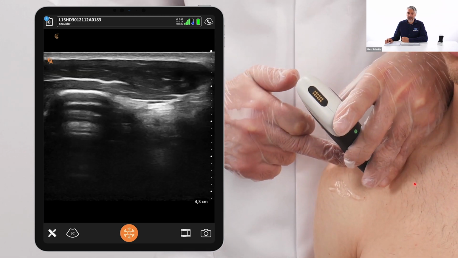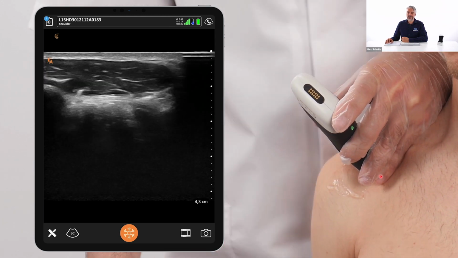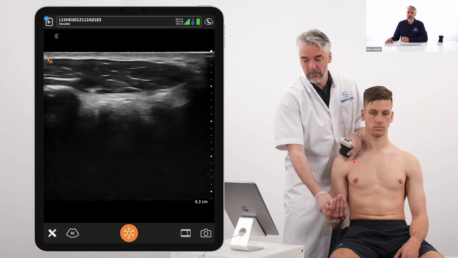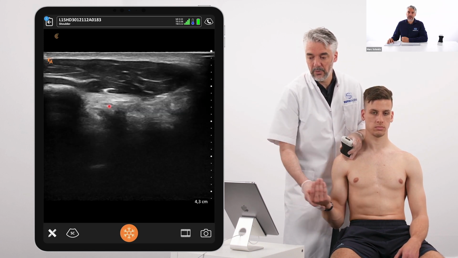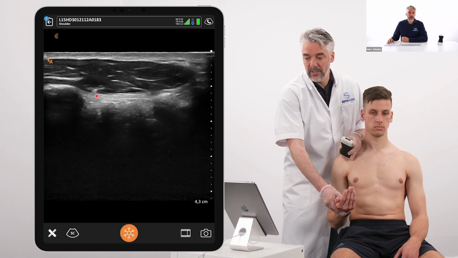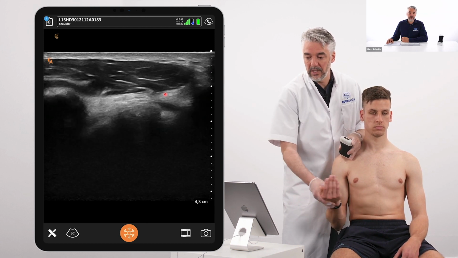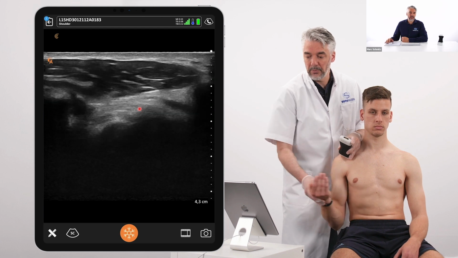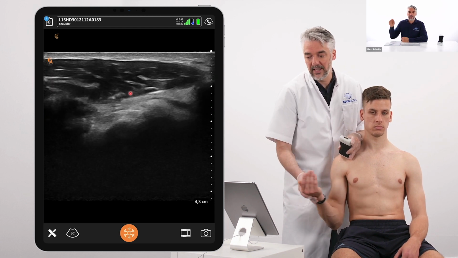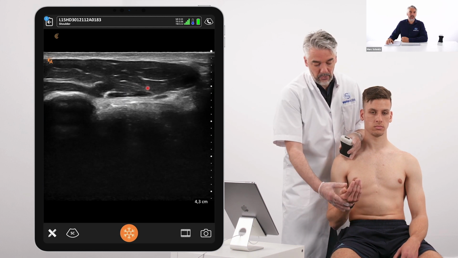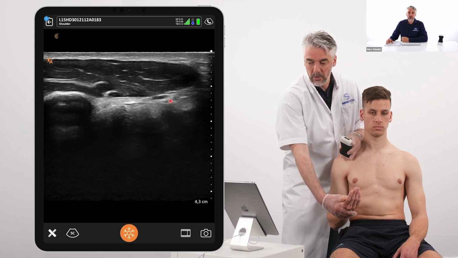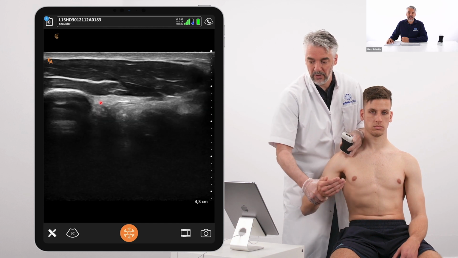Now I've angulated the transducer and connected the coracoid process with the acromion, so it's more oblique. And now I'm not looking at the coracohumeral ligament anymore, but at the coracoacromial ligament right there. What we don't want to see in this functional assessment is that the ligament is bulging up so that there will be a convexity. No, that we don't want to see. We want to see that during movements, the ligament stays flat.